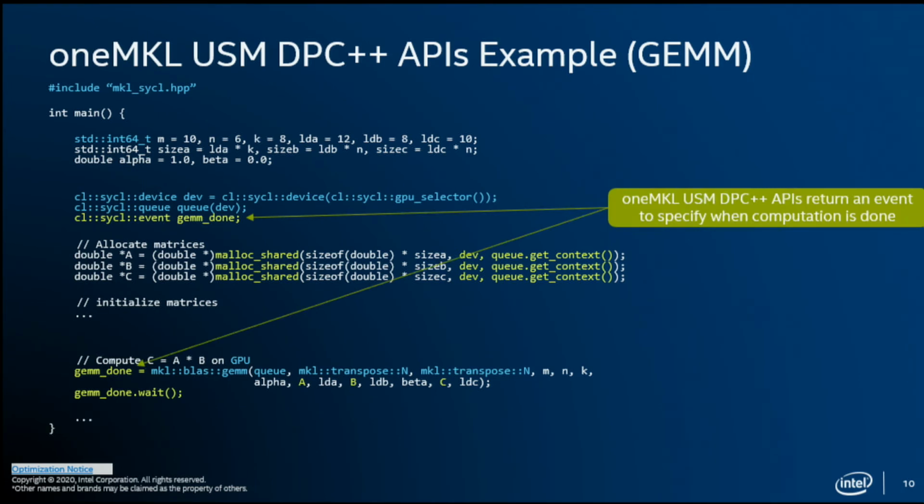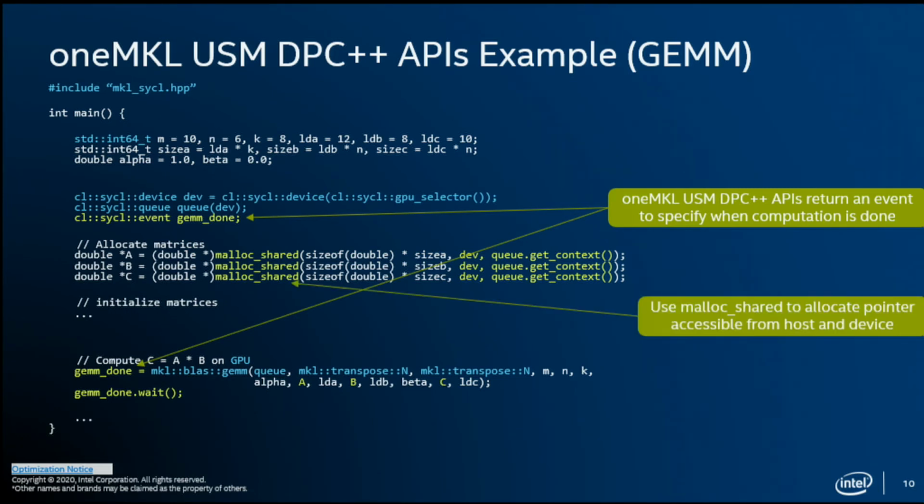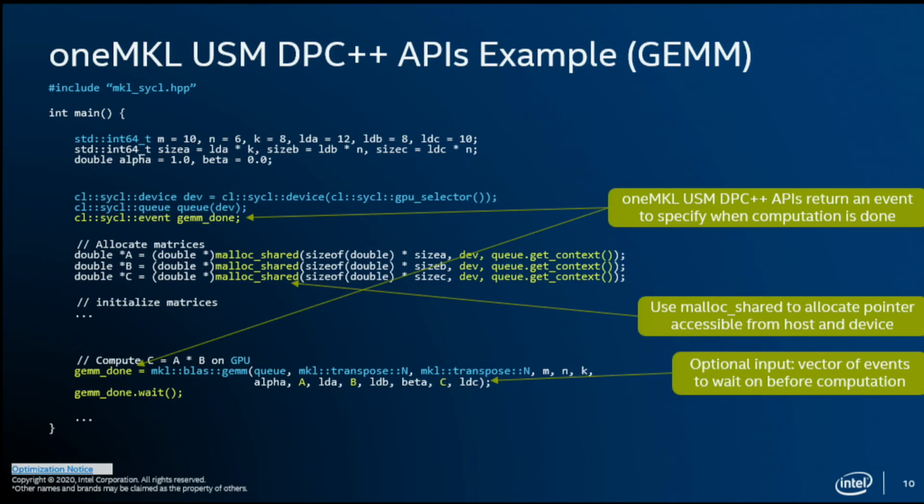So here, the USM data parallel C++ APIs return an event to specify when the computation is done. So we need to capture that event. We use malloc shared to allocate the pointer so it can be accessible from the host and from the device, and you pass the device you want and the context taken from the queue as parameters as well. And then there's optional input not shown, where you can pass a vector of events that you want to wait on before the computation happens.